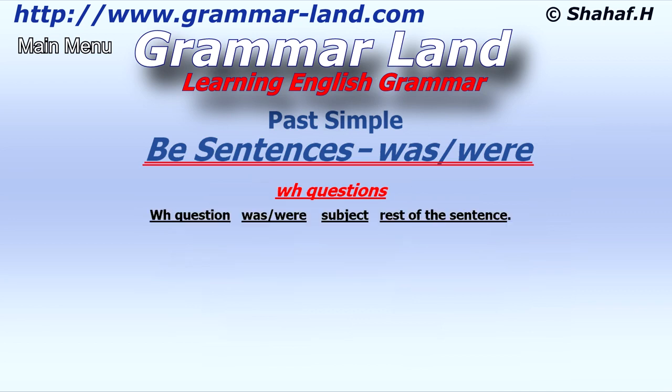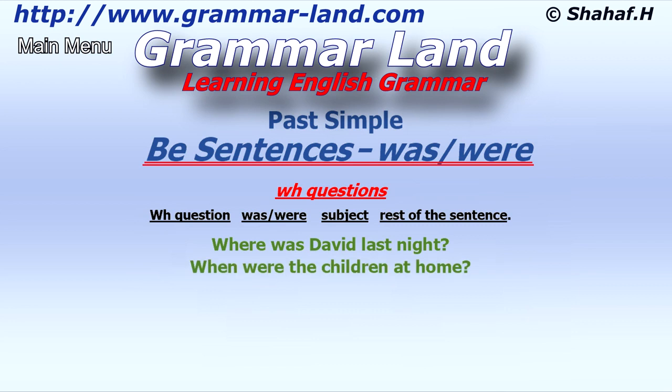WH questions. The question always starts with a WH question word, followed by was, or were, depending on the subject. Then comes the subject, followed by the rest of the question. Where was David last night? When were the children at home? Nothing else to explain.